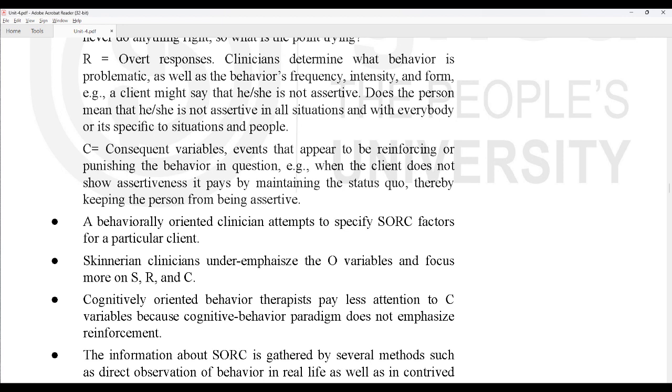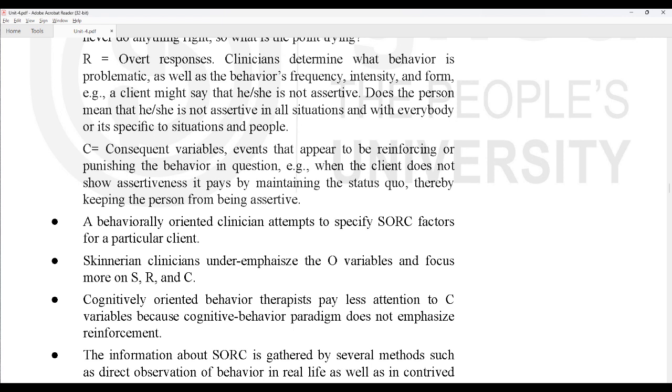Does the person mean that he or she is not assertive in all situations and with everybody, or is it specific to situations and people? C equals consequent variables, events that appear to be reinforcing or punishing the behavior in question. For example, when the client does not show assertiveness, it pays by maintaining the status quo, thereby keeping the person from being assertive.